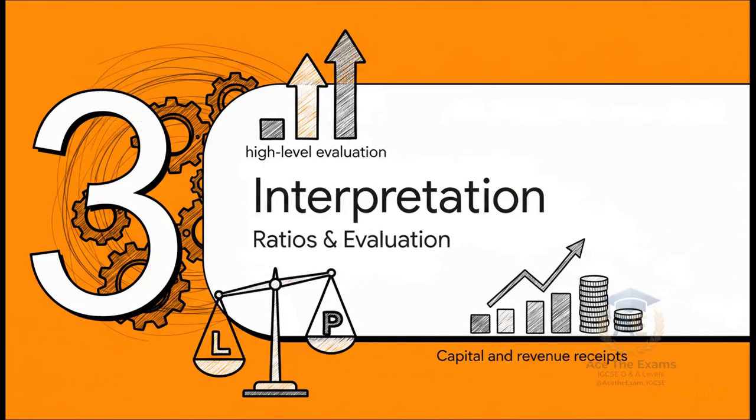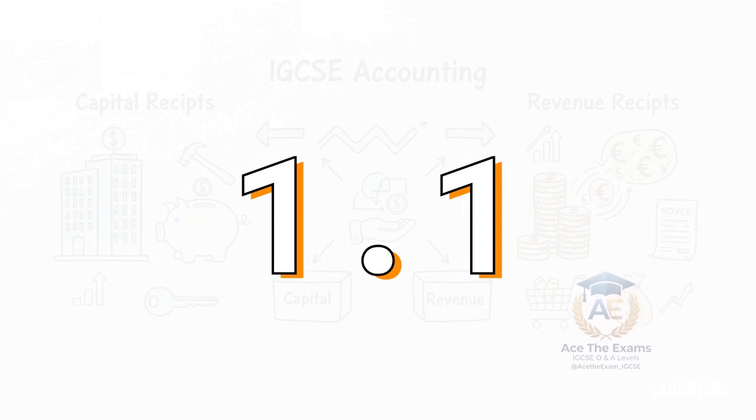Section 3, Interpretation, Ratios, and Evaluation. We are stepping firmly into Assessment Objective 3 territory now. Calculating a basic ratio, that's a baseline skill, but high-level evaluation? That is exactly what defines an A-star response. Just imagine for a second that your business's current ratio has plummeted from a super healthy 2.5 to 1 all the way down to this genuinely alarming figure, 1.1 to 1.